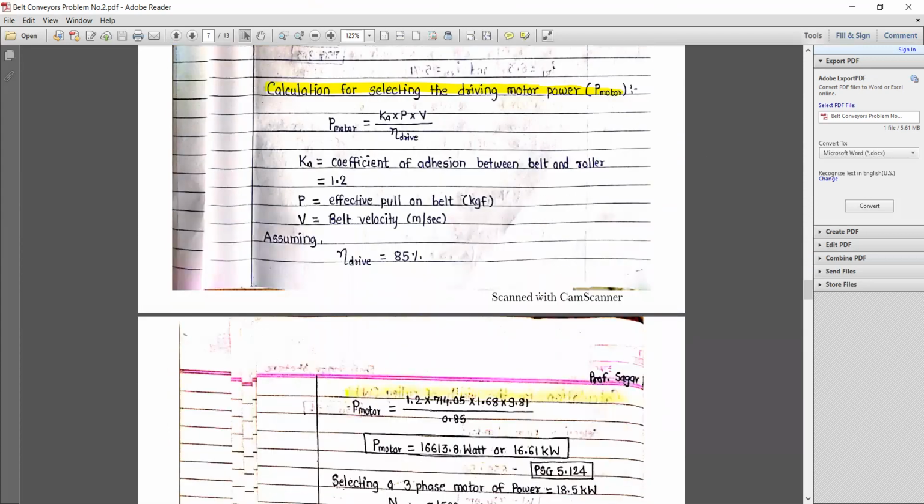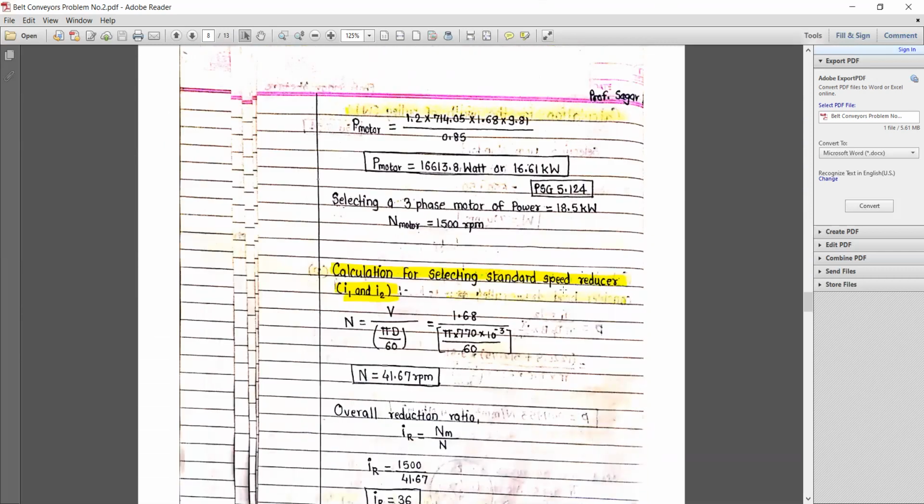Okay, now selecting the motor. To calculate the motor power, the equation is Ka into P into V divided by rho, the efficiency of the driving mechanism. K is the coefficient of adhesion between belt and roller, which is considered as 1.2. P is the effective pull on the belt, which we have already calculated. V is the belt velocity in meters per second. We are considering the driving efficiency as 85% because there is a loss of power due to slip and other phenomena, so that's why we consider 85% efficiency of the drive.